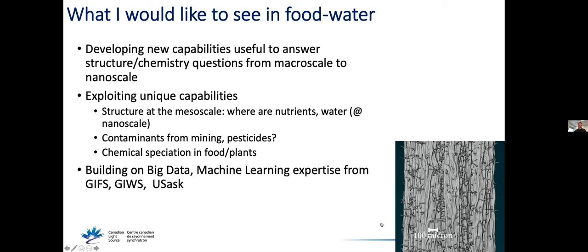And also, I think I can see opportunities for building on big data and machine learning expertise. We've seen in these presentations from the water and the food global institutes, and also expertise that there is at the University of Saskatchewan.